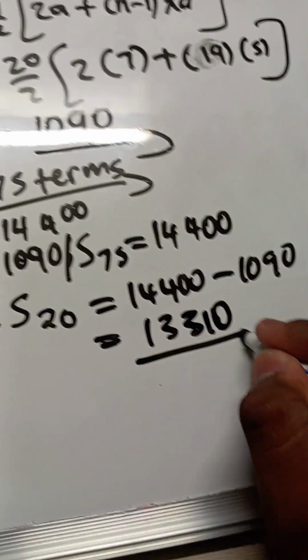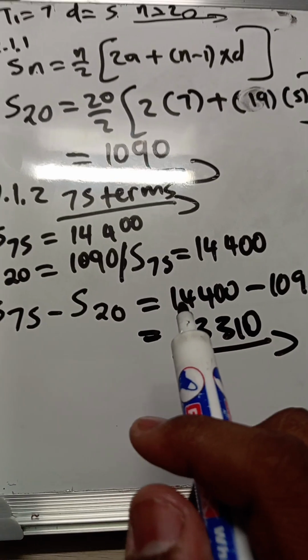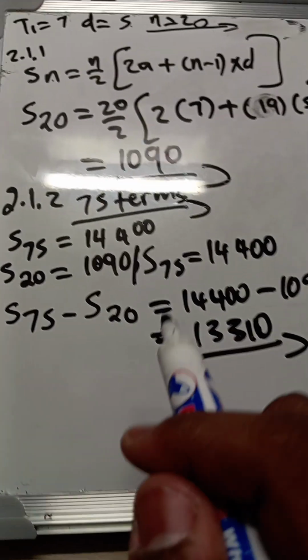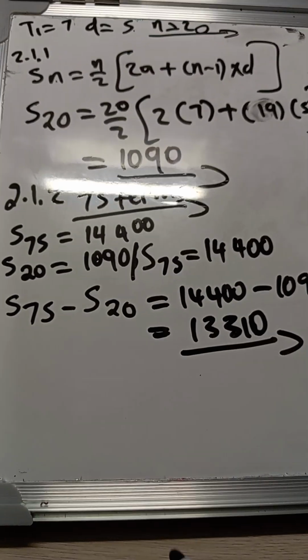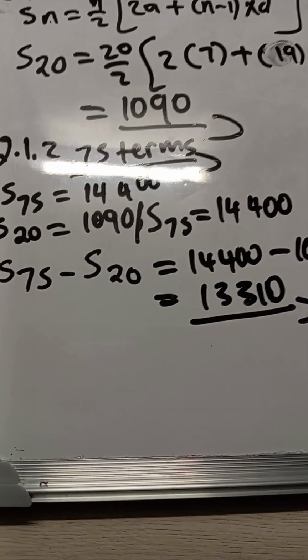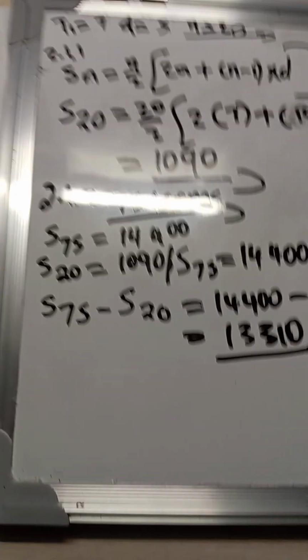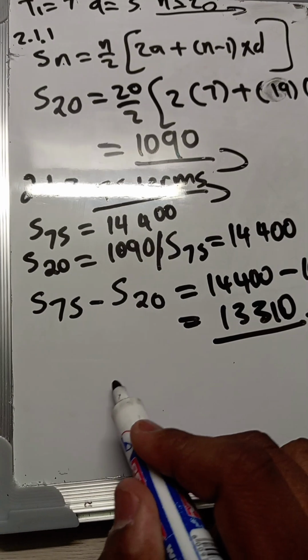13,310. So these are the sum of terms that are added. Do you get what I'm trying to say? Now let's continue. We are not done. They said they want the equation in what? Sigma notation. You know sigma notation is something that looks like this, right?